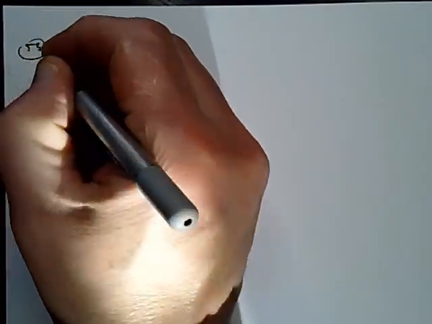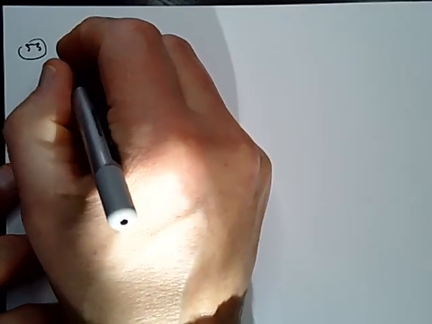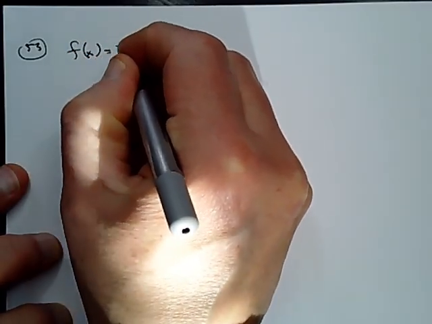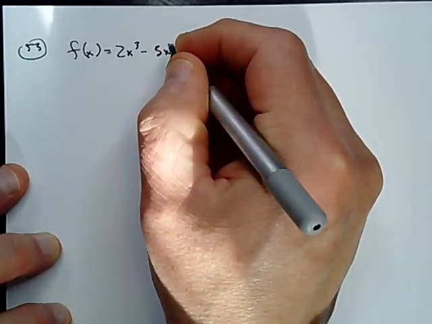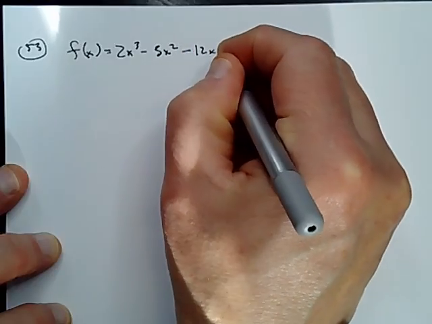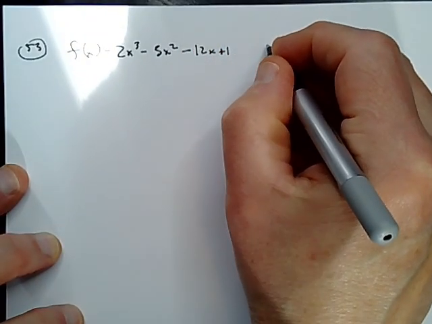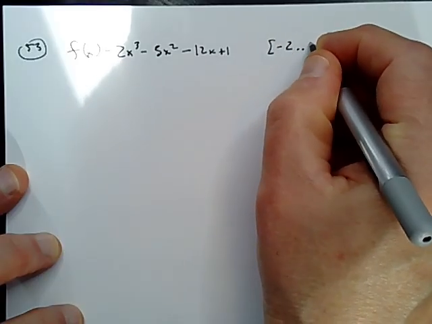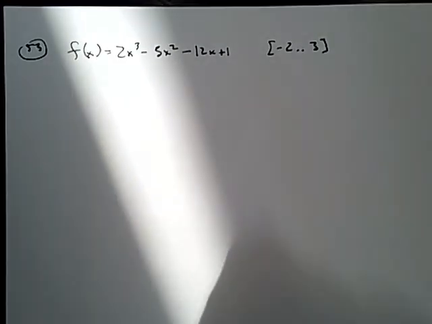So 53. We're looking at f of x is 2x cubed minus 3x squared minus 12x plus 1. And we're looking at negative 2 to positive 3 for the interval.